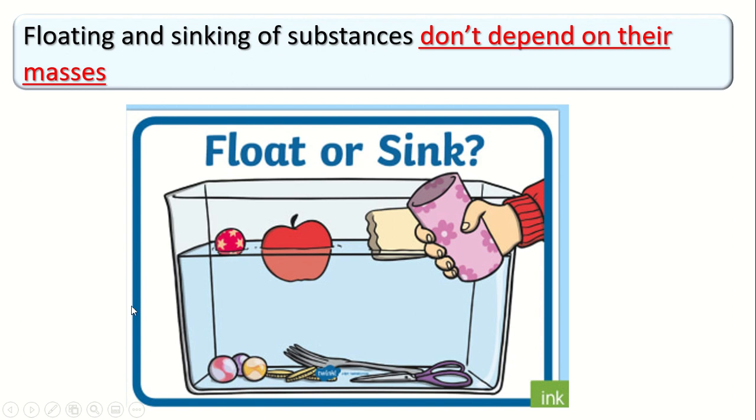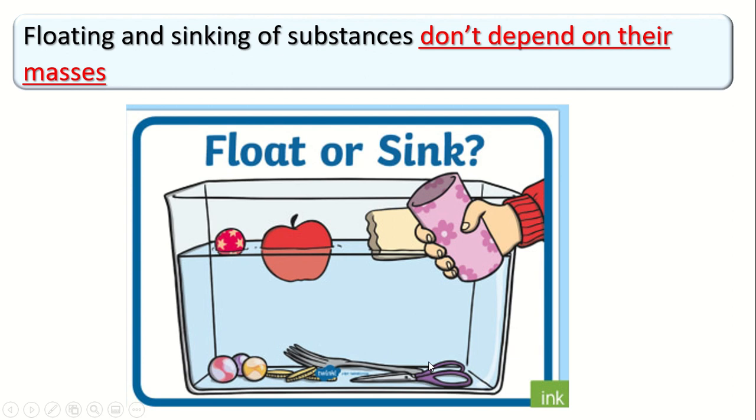What's the meaning of floating and sinking? Floating means staying on the top or on the surface of water. Anything staying on the top or surface of water is called float. And when the substance sinks or goes to the bottom of the water, this is called sink. So some substances can float and some substances can sink.